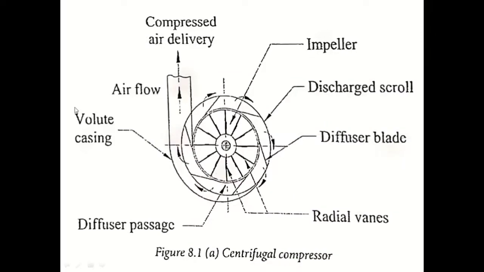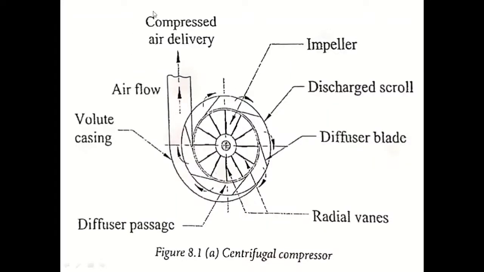This figure represents a schematic diagram of a centrifugal compressor, which is very similar to the centrifugal pump. Here the air is sucked in through the eye of the impeller, and then the air moves through the impeller blades, which have an increasing area. Its velocity decreases and the pressure increases. When the air passes through the diffuser, which is the outer area of the impeller, a further increase in pressure occurs.